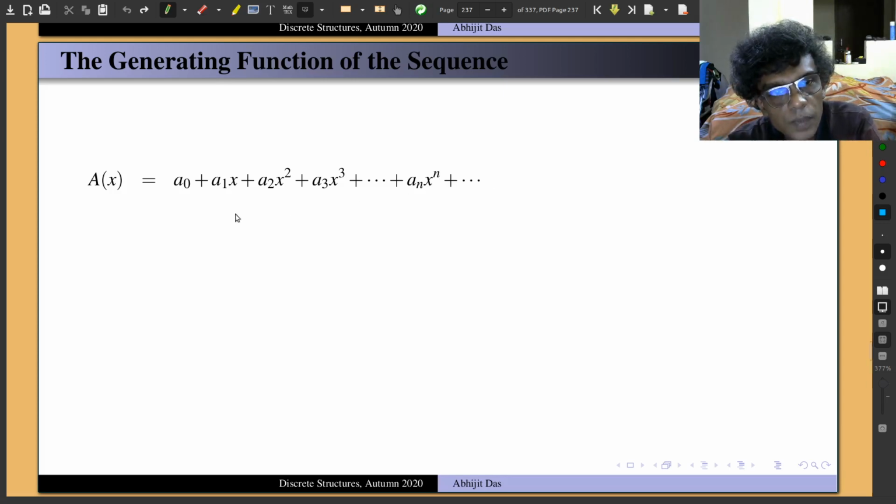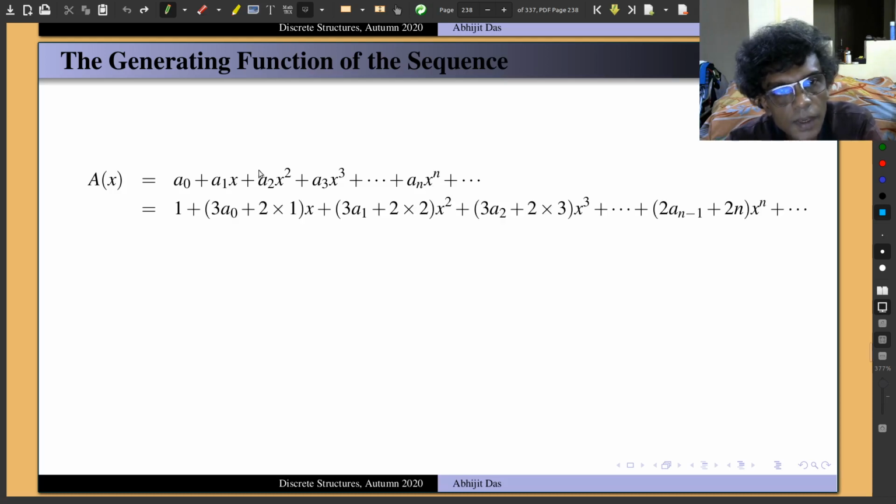What I will do: A0 is 1, I know. A1 can be written in terms of A0 and something. A2 can be written in terms of A1 and something. A3 can be written in terms of A2 and something. In general, An can be written in terms of An minus 1 plus some other additive term. So, let me do this substitution. A0 is 1, this is 3A0 plus 2 times 1x plus 3A1 plus 2 times 2x square and so on.